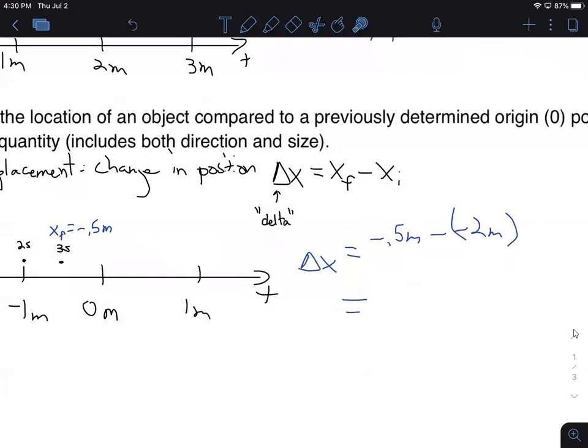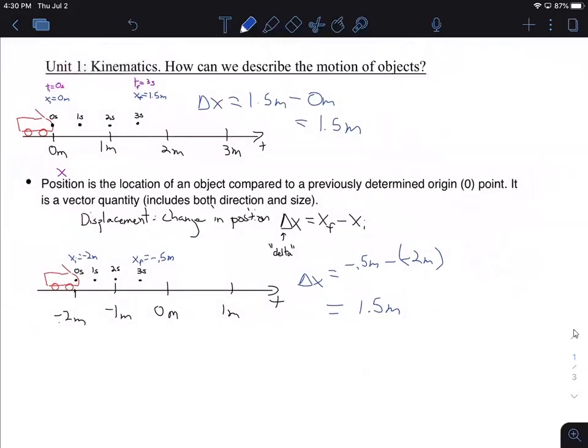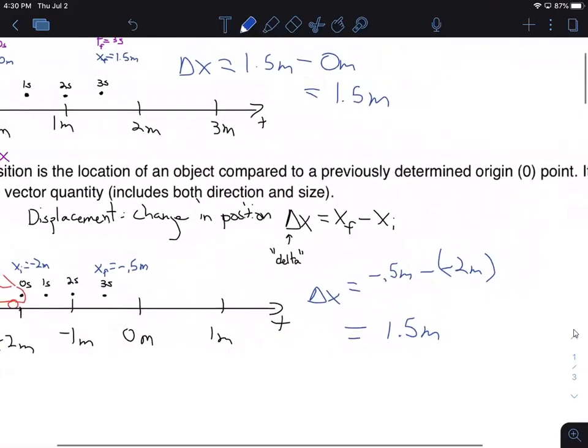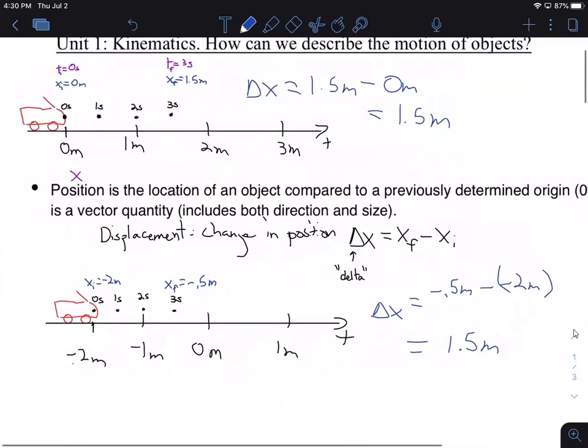Well, minus minus ends up being plus, so negative 0.5 plus 2 is positive 1.5 meters. And this is why our choice of origin ends up not mattering too much, because when we look at the displacement, how far we are from where we started, it ends up being the same either way.